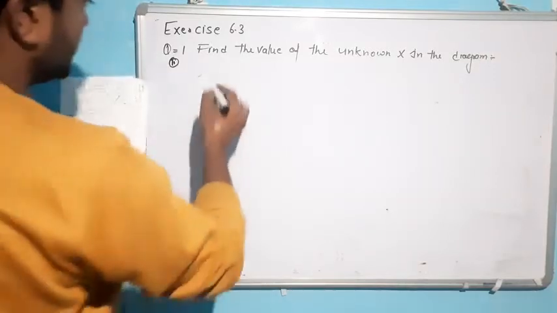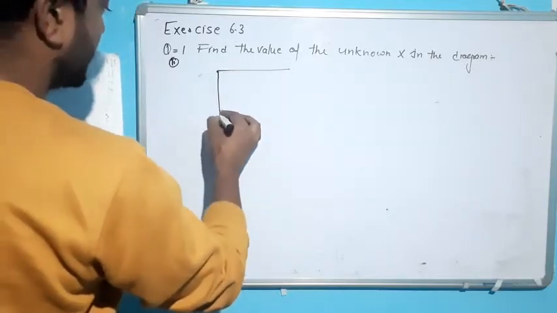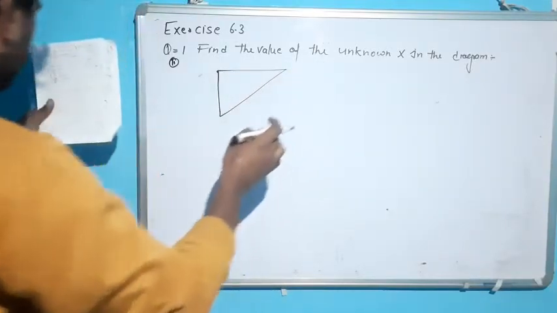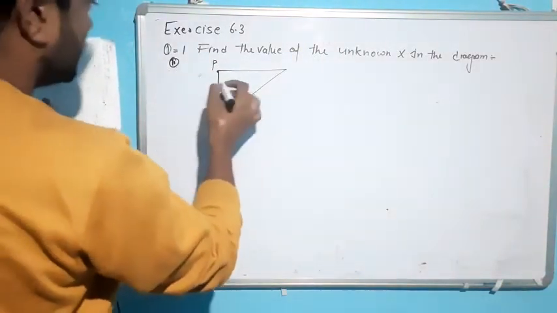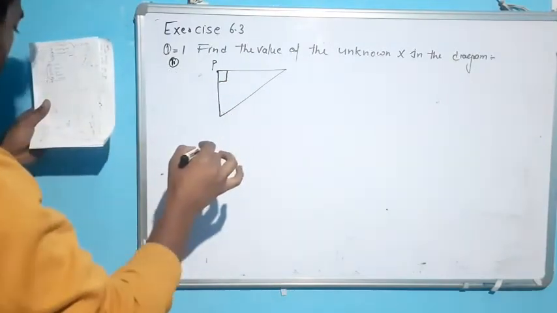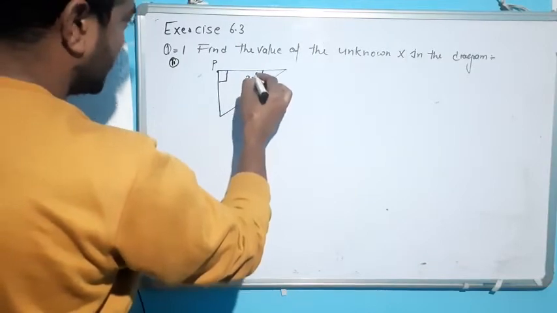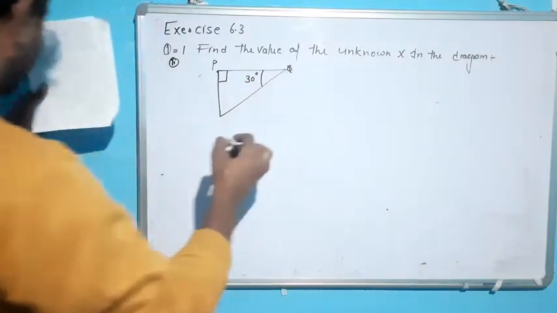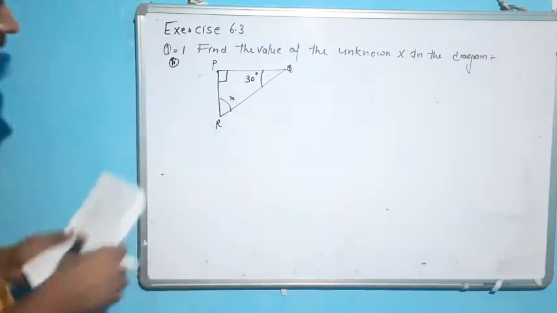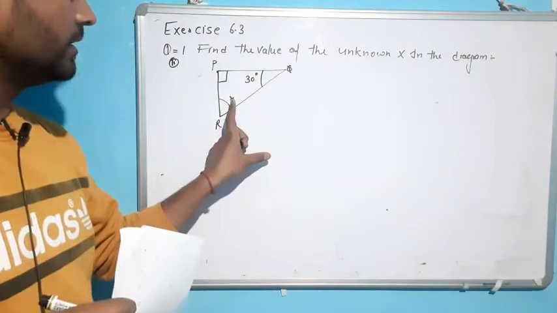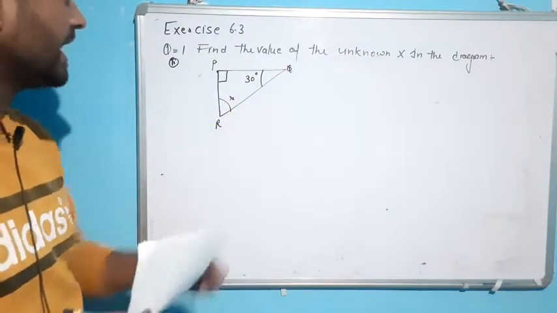So the basic diagram is here, that there are 3 points which are connected with each other in this manner, that a right angle is drawn at point P and there is another interior angle which is 30 degree, and you have to find the value of unknown x here. So this is your unknown value, unknown interior angle x.